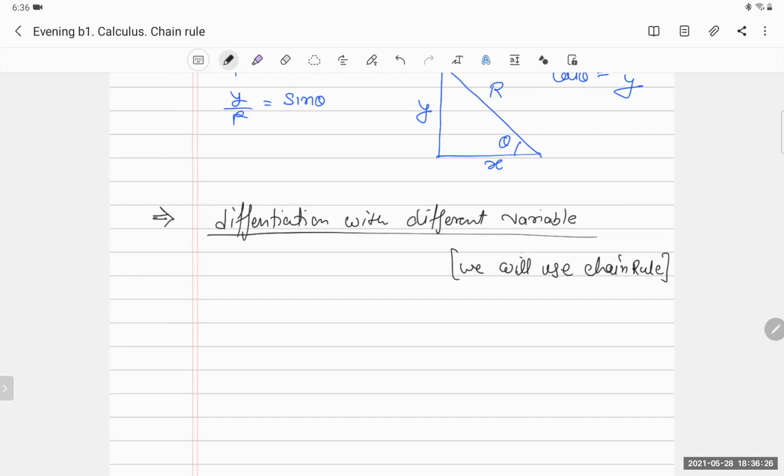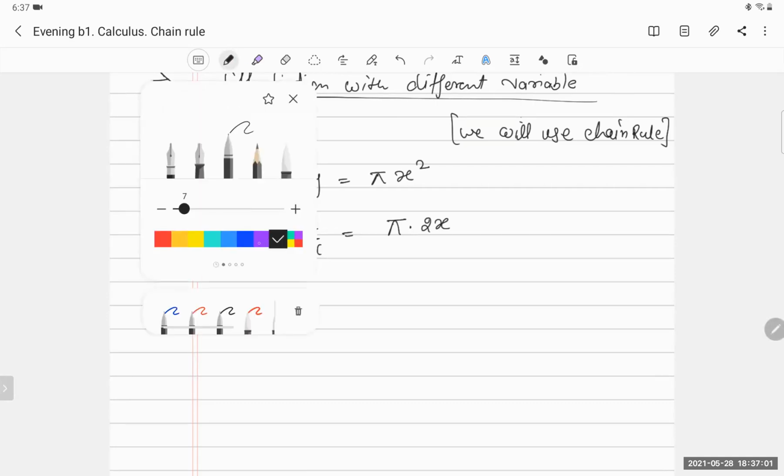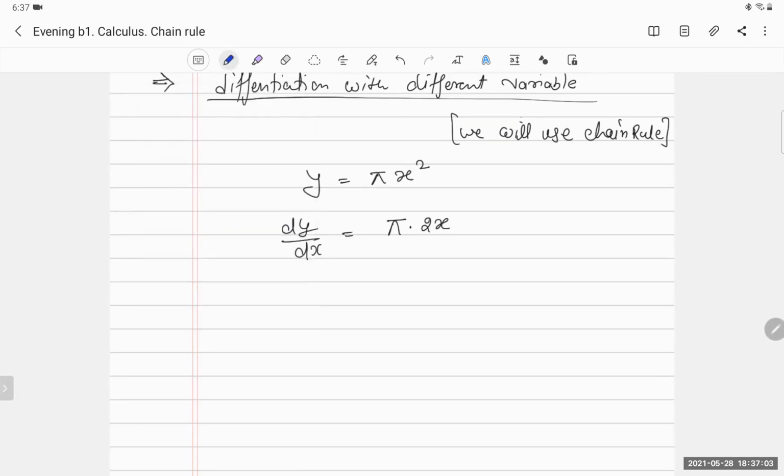How? Suppose I give you y equal to pi x square. Suppose I ask you what is dy by dx. So tell me. Pi 2x. So pi is constant, and what is the derivative of x square? 2x. Right? Yes, sir. Does anyone have any problem with this? No, sir. Okay.